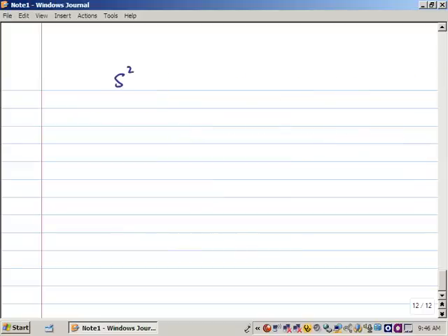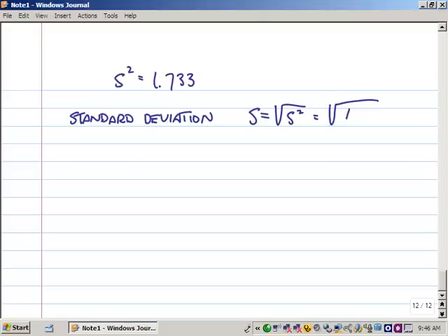Alright, so sample variance 1.733. The sample standard deviation S then is the square root of the variance, and the answer to that is 1.317. It'll take a while to get used to the sizes of the standard deviation, but remember this is in the same unit of measurement as the data.